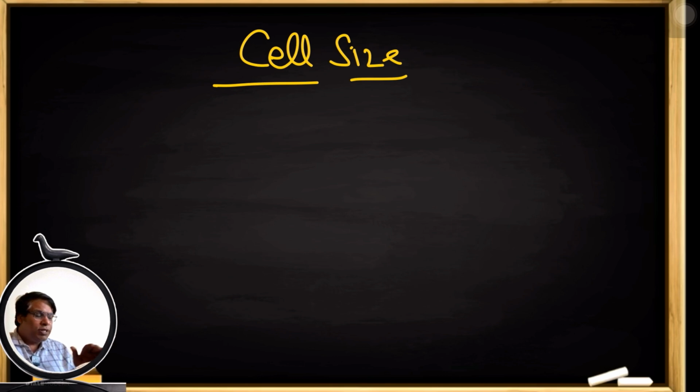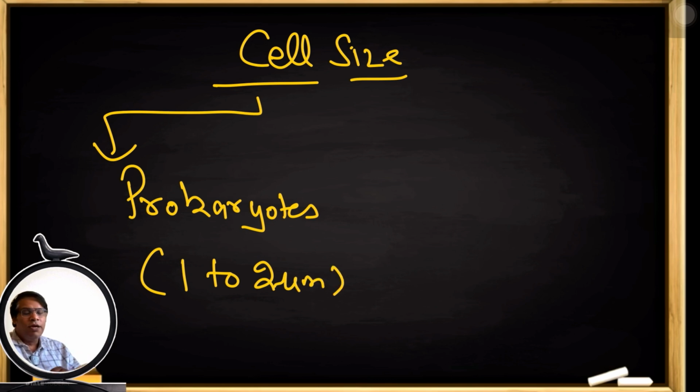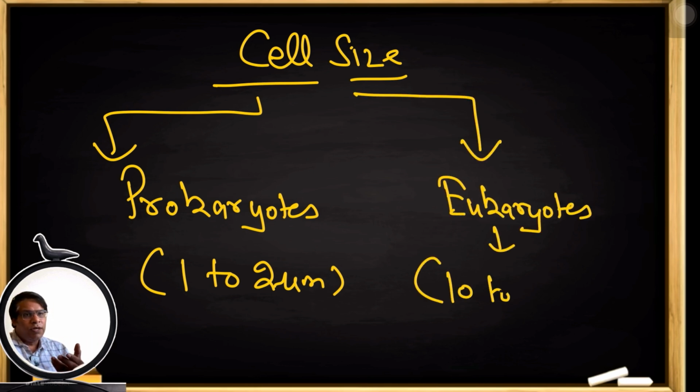Now, if you discuss about cell size, generally the prokaryotes are small. If you see the size, 1 to 2 micrometer. If you look into the size of bacteria, it is 1 to 2 micrometer. And if you see in the case of eukaryotes, generally the size of animal cell, plant cell lies between 10 to 100 micrometer. So generally the eukaryotic cells are bigger than the prokaryotic cells.